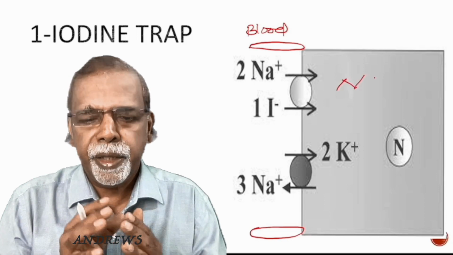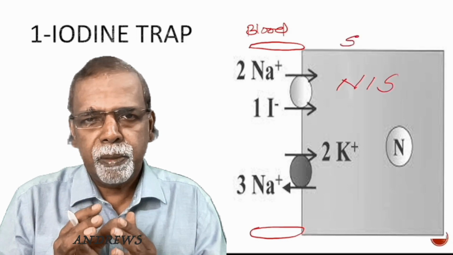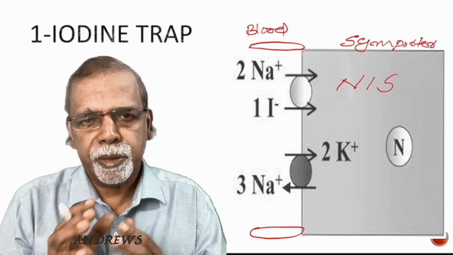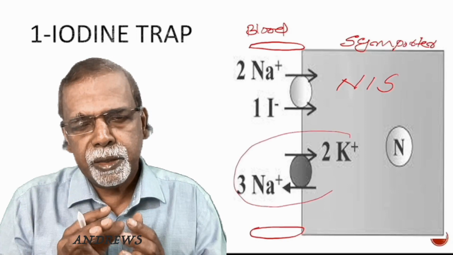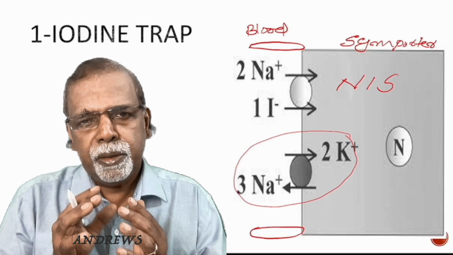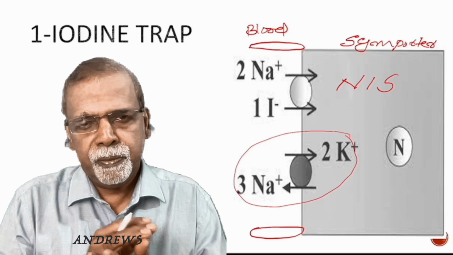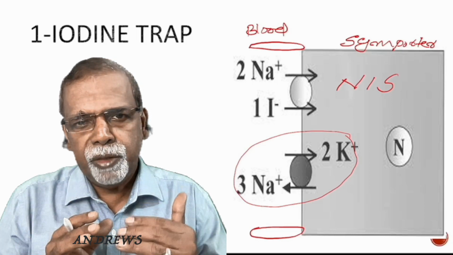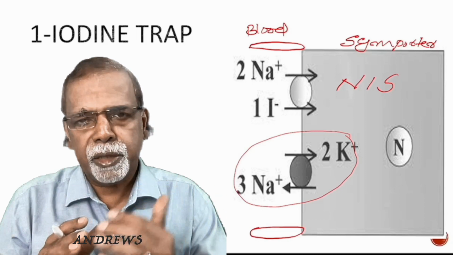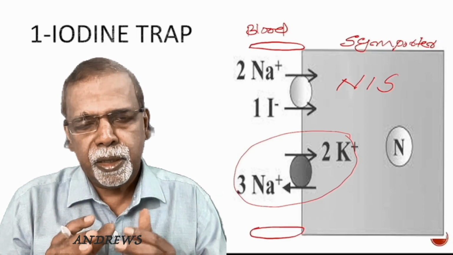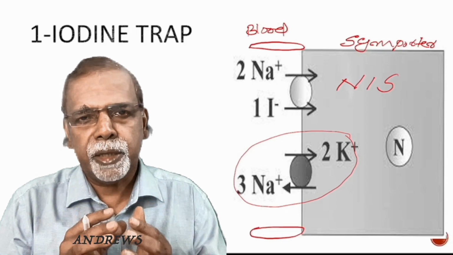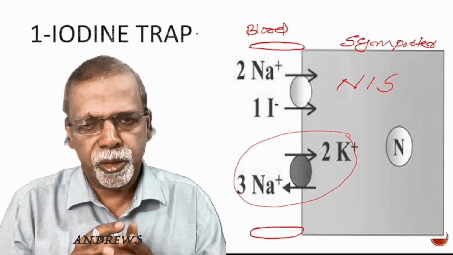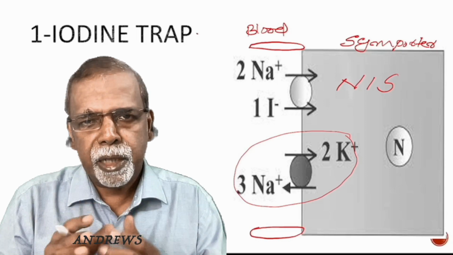From the blood, iodine enters the thyroid follicle by an active transport, that is the sodium-iodine symporter. The energy is utilized for the sodium-potassium pump, that is the 3-sodium-2-potassium pump, due to which 3 sodium is pushed out and 2 potassium goes inside. This produces an electrochemical gradient, and because of that sodium enters along with iodine also. This is the sodium-iodine symporter, and this is how iodine is trapped inside the cell.